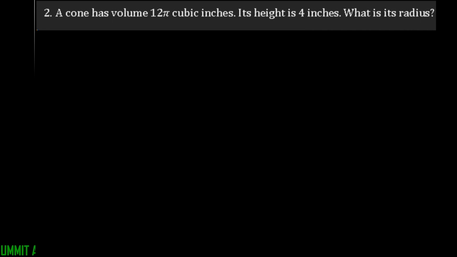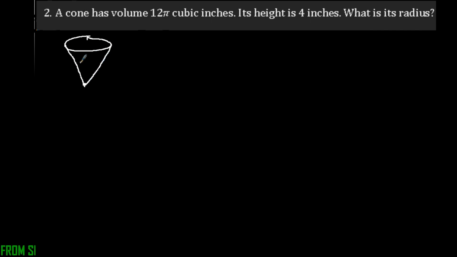Now we're good. For number 2, a cone has a volume of 12 pi cubic units, and its height is 4 inches. What's the radius? So we're going to be finding this cone. First I want to draw that cone like so. Put that dot somewhere like that. Connect those edges, something like that.